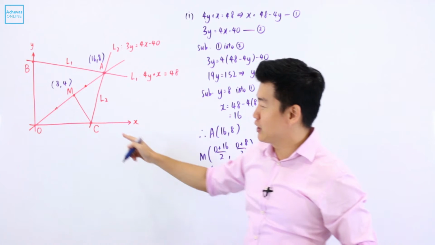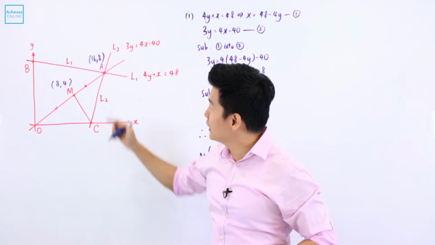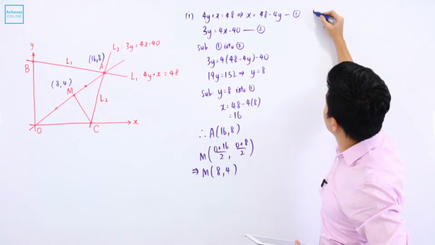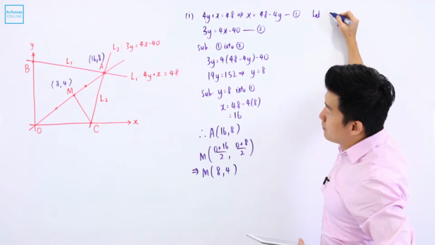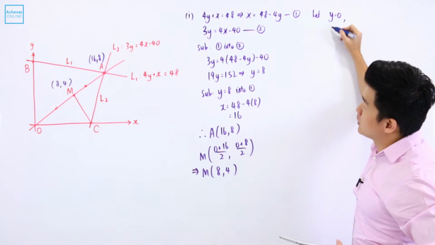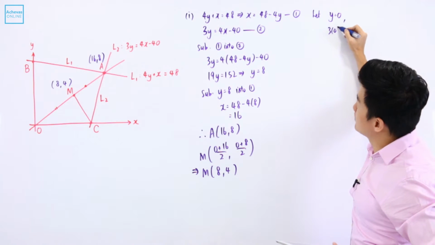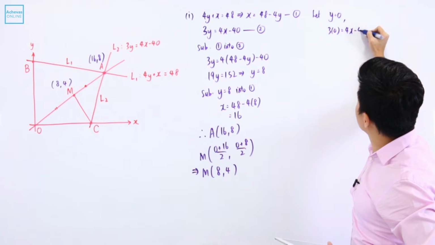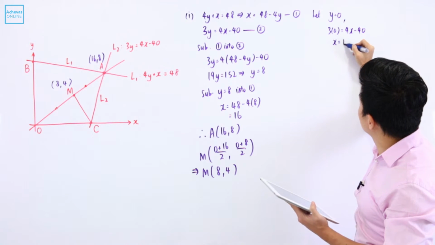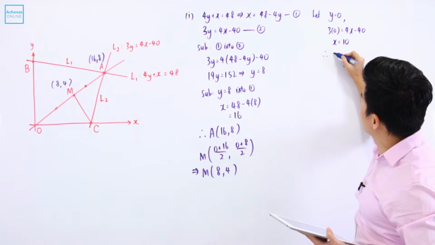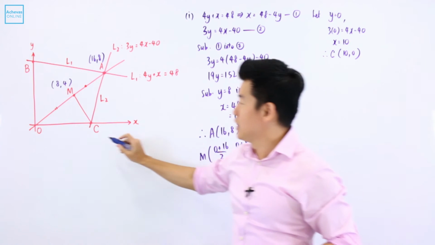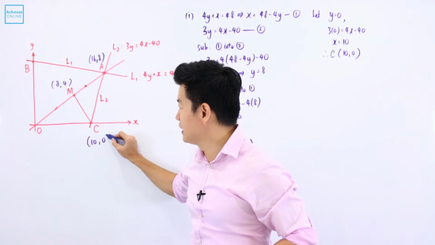Then I'm going to find the coordinates of C. And to find the coordinates of C, I'm going to make use of this line L2. So I'm going to let y be equal to 0 for this, which means that 3 times 0 is equal to 4x minus 40. And this will get me x to be equal to 10. So the coordinates of C is going to be 10, 0. So this point here is 10, 0.